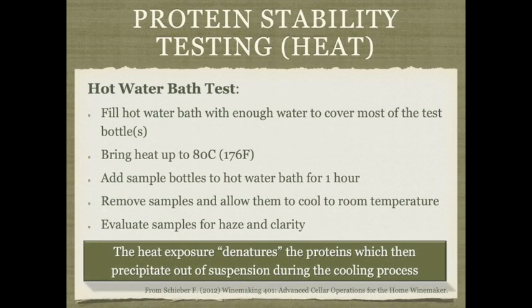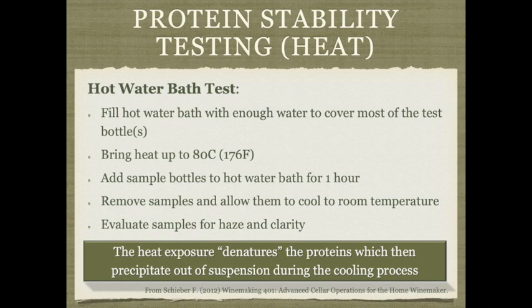Protein stability testing. Protein instability is a common cause of sediment and haziness. For example, you had a very clear mead, and then you back sweetened it with honey. You waited a little bit. It looked kind of clear, so you decided not to fine it with anything, and you bottled it. And later on, maybe several weeks or even months or years later, there's a bunch of sediment in the bottle, and that's often from protein instability.